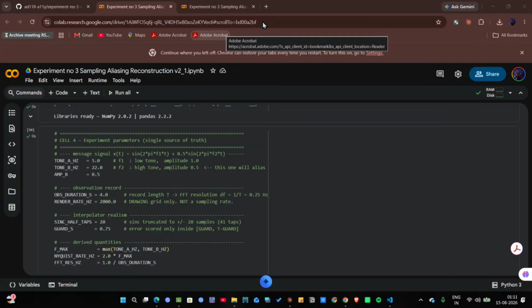And there is also the error metrics: MSE is equal to 1 over M times the summation of (x reconstructed at tm minus x at tm) squared, where RMSE equals the root of MSE, and E infinity is equal to the max of the absolute value of x reconstructed at tm minus x at tm.